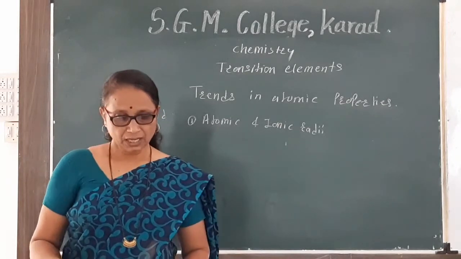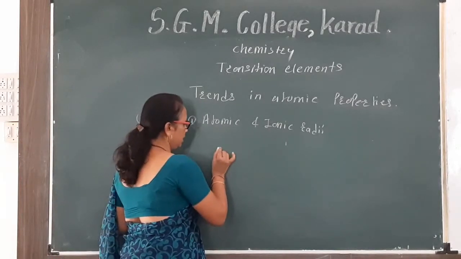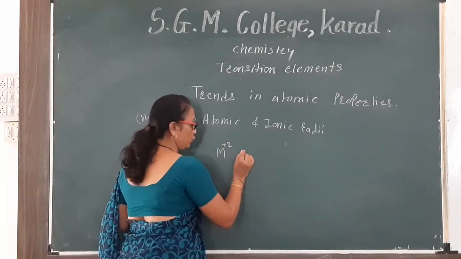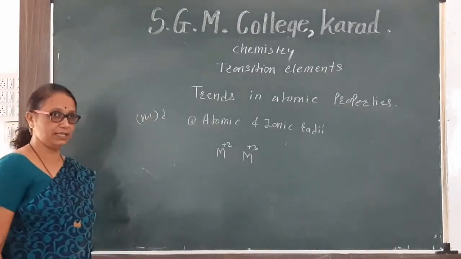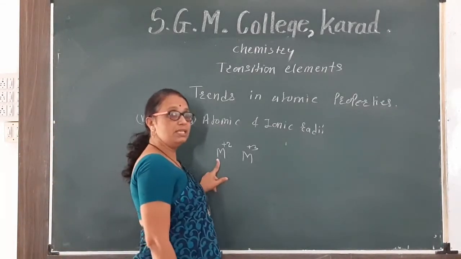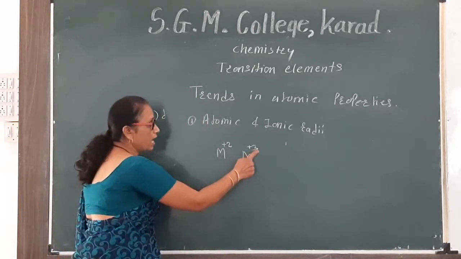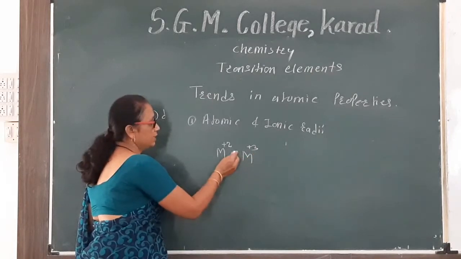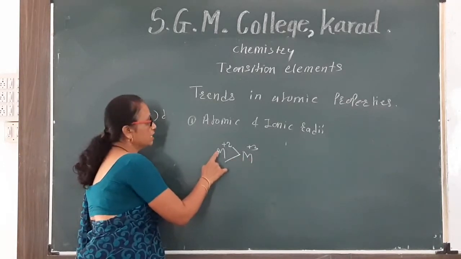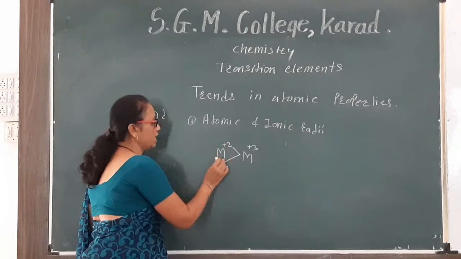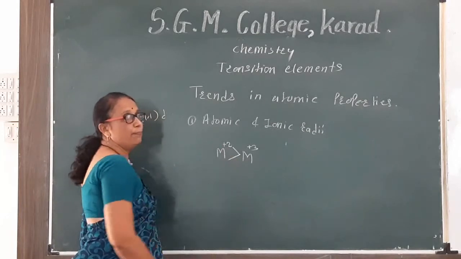Consider the same element with different oxidation states, that is M2+ and M3+. These are cations of the same element, but with different oxidation states. The cation with the higher charge has a smaller radius than the cation with the smaller charge. M3+ has a smaller radius than M2+.